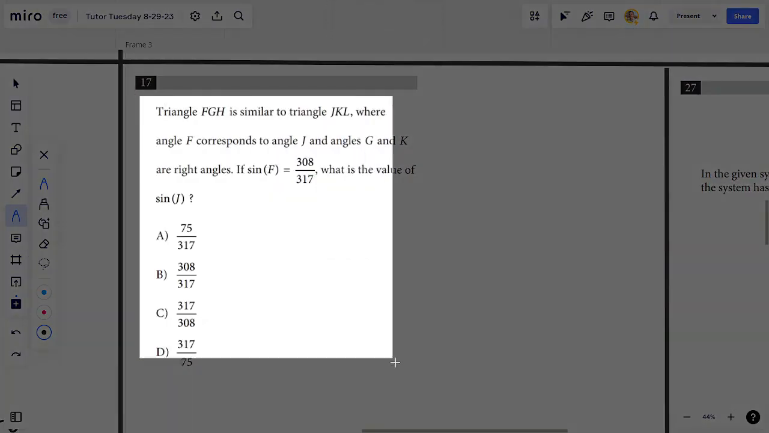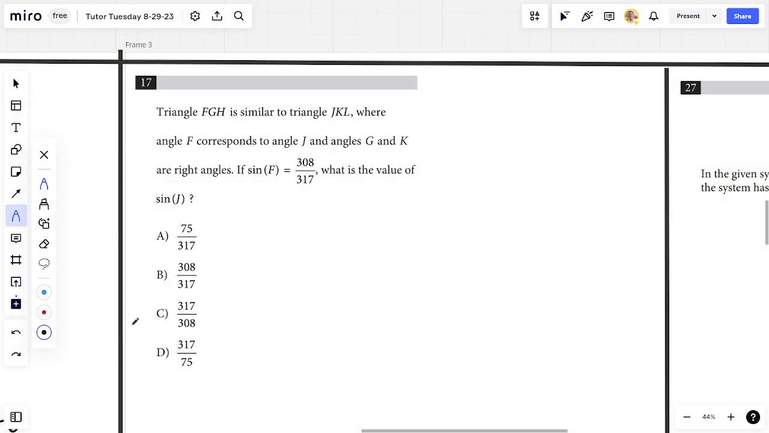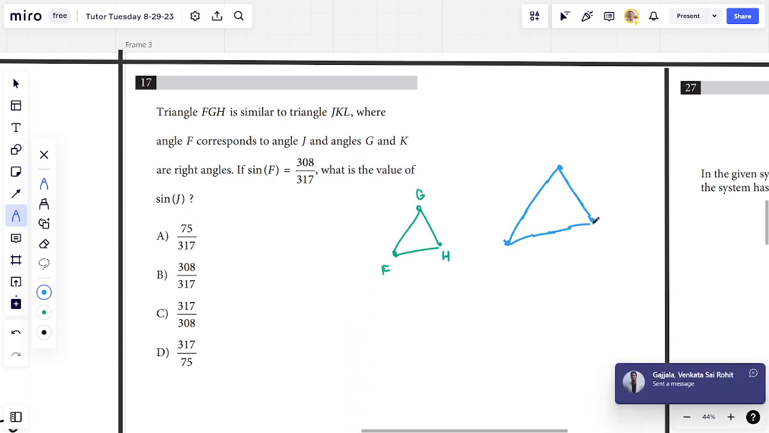Number 17. This one looks interesting. Triangle FGH, let's draw that. And let's do it in a nice different color, like green. Triangle FGH is similar to triangle JKL. So that means that the angle measures are going to be the same. It's going to be proportional to this original triangle, but scaled up.